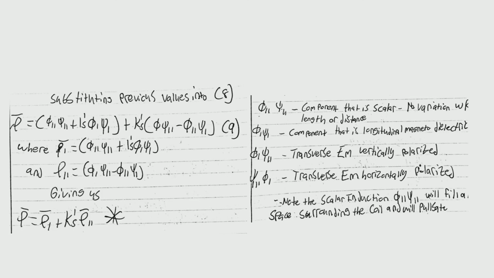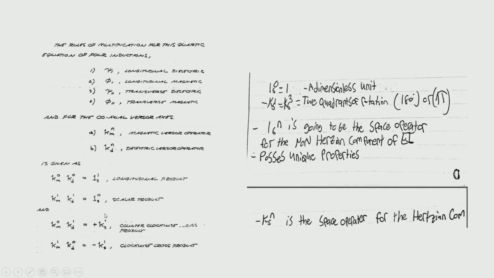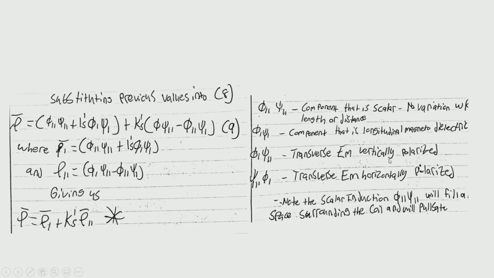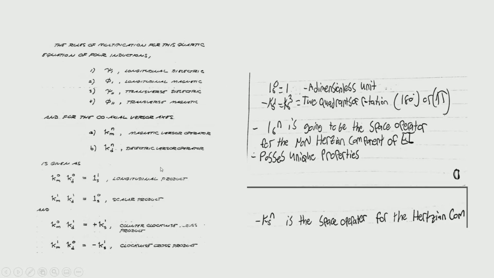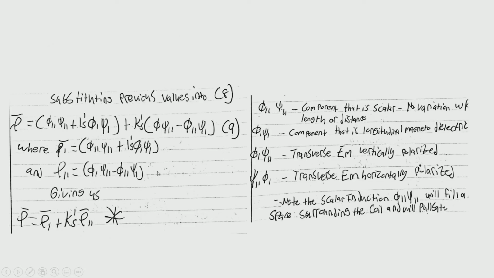Alright, so this is our big enchilada. This is our total equation. We have rho equals rho 1 plus ks1 rho 2. ks1, again, if we go back, is going to be our Hertzian operator, so we know that that component, rho 2, is going to be our transverse component. Now, what's important about this slide is rho 1 right here. So we have phi 2 psi 2 plus 1s1 phi 1 psi 1. So first of all, 1s1, if we go back, is going to be our longitudinal product right there. We know this is our longitudinal component.